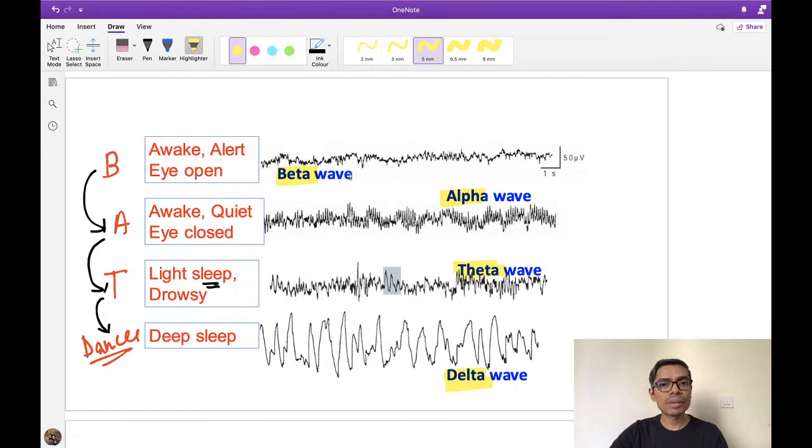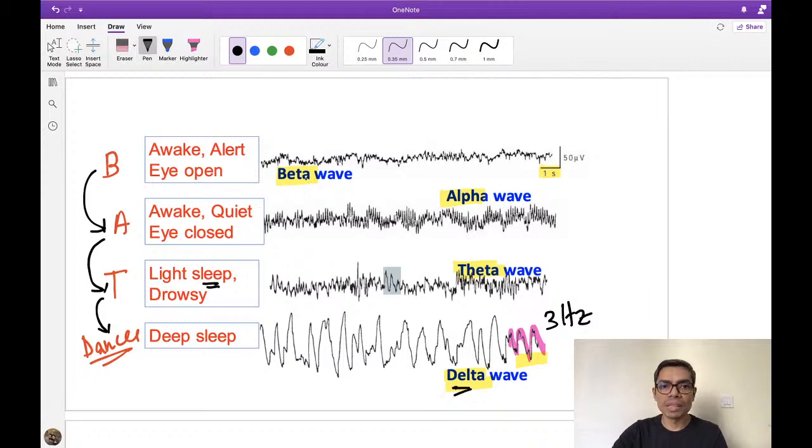How to identify this wave? You know the frequency, you must remember the frequency and count the frequency within this 1 second. For example, within this 1 second period, if I count the frequency here, this is one wave, this is second wave, and this is third wave. So basically this is 3 hertz, that is 3 cycles per second. So this is nothing but my delta wave.